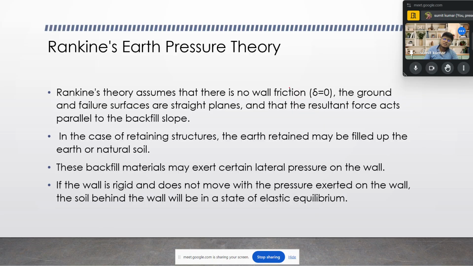Okay, now we talk about the Rankine earth pressure theory, what it assumes. It assumes that there is no wall friction, as has already been said that the wall is considered to be smooth. So the wall has no wall friction, the ground and the failure surfaces are straight planes, and the resultant force acts parallel to the backfill slope. Okay.